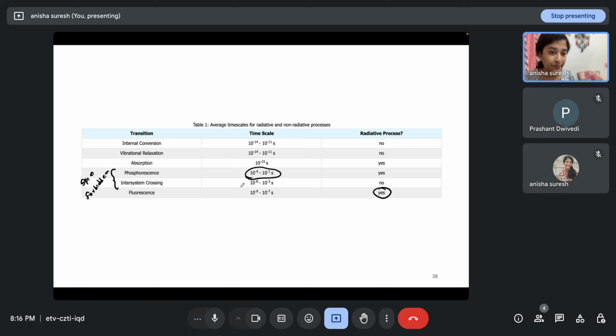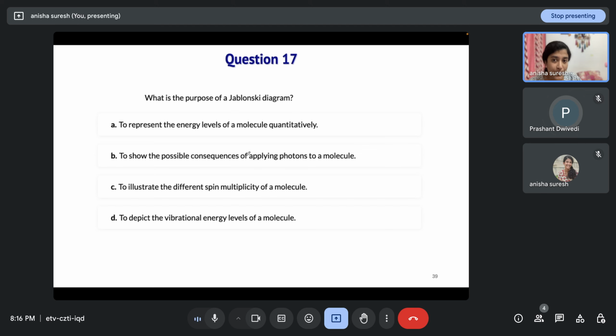Okay, okay, ma'am. Clear, no? Okay. Now coming to another question. What is the purpose of a Jablonski diagram? Why are we drawing a Jablonski diagram?